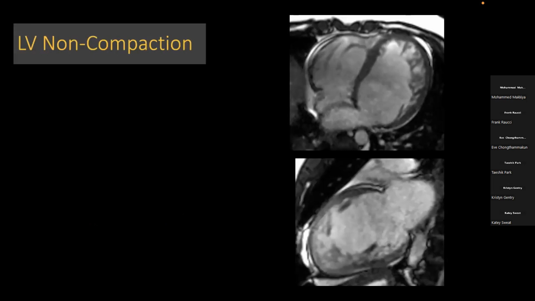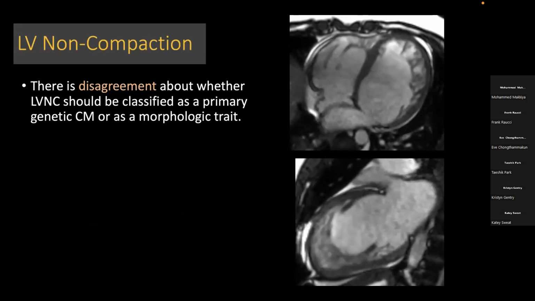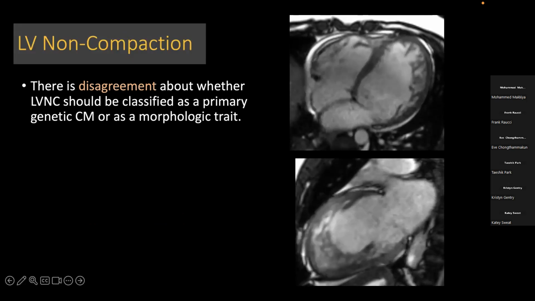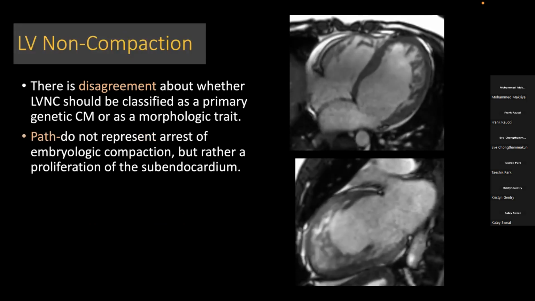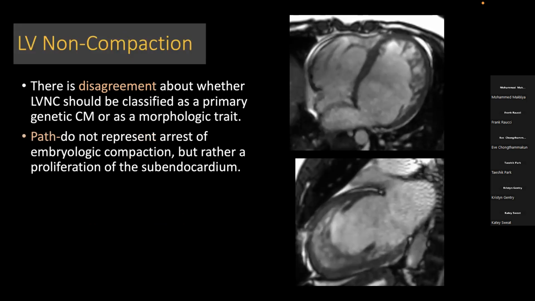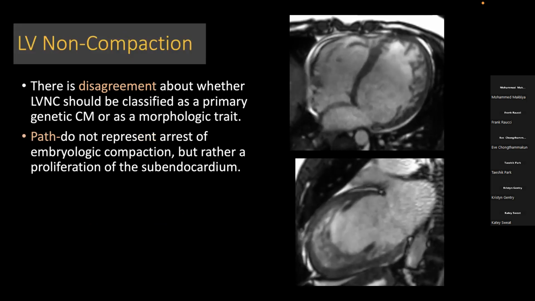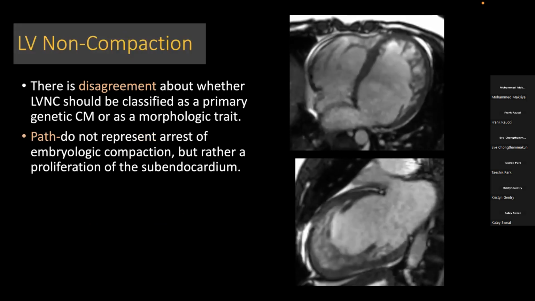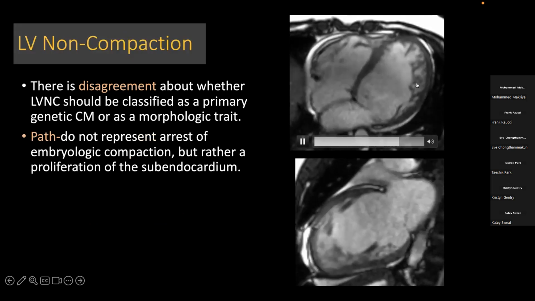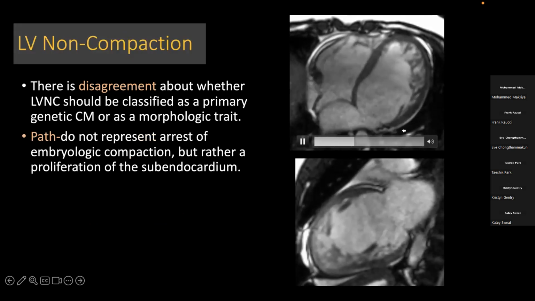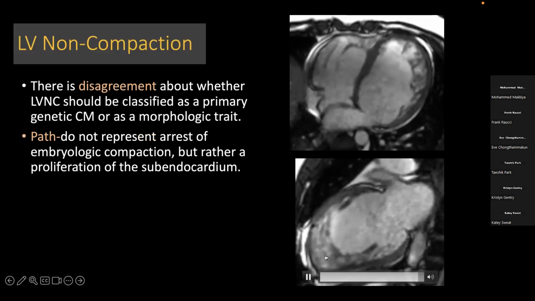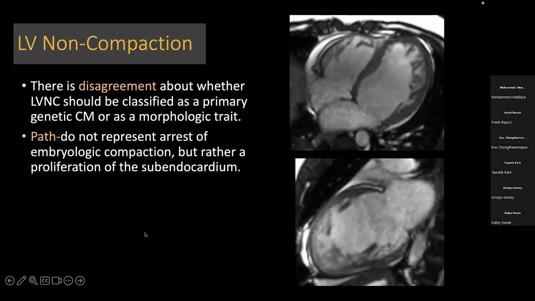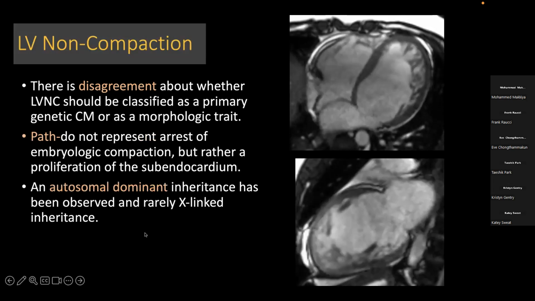LV non-compaction: there is disagreement whether it's classified as a primary genetic cardiomyopathy in its own right or it's a morphologic trait. In pathology, before we thought that it's arrest of the embryologic compaction of the myocardium, the normal compaction process, but there is increasing thinking or theories that this is probably proliferation of the subendocardium, based on the fact that you can see that proliferation in athletes or women. So the new theory is it's proliferation of the subendocardium.